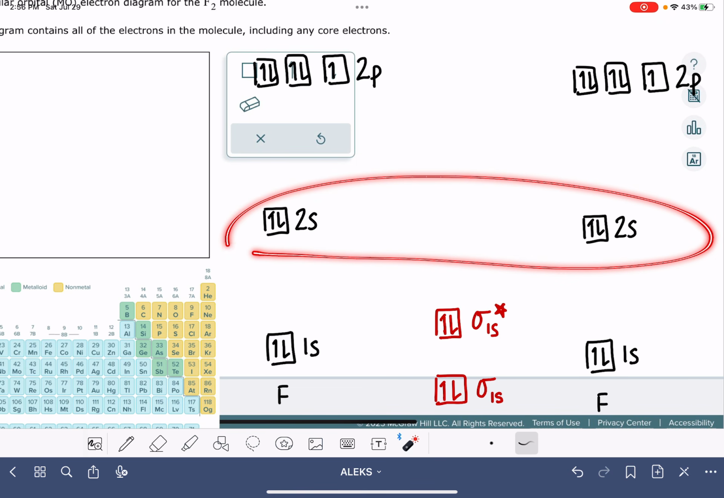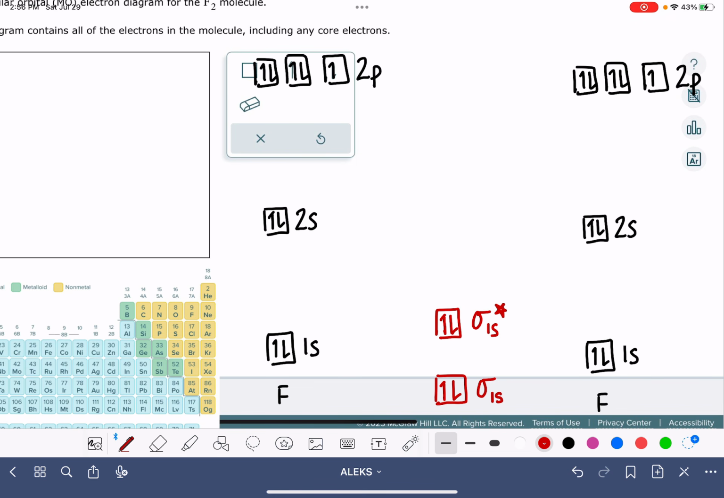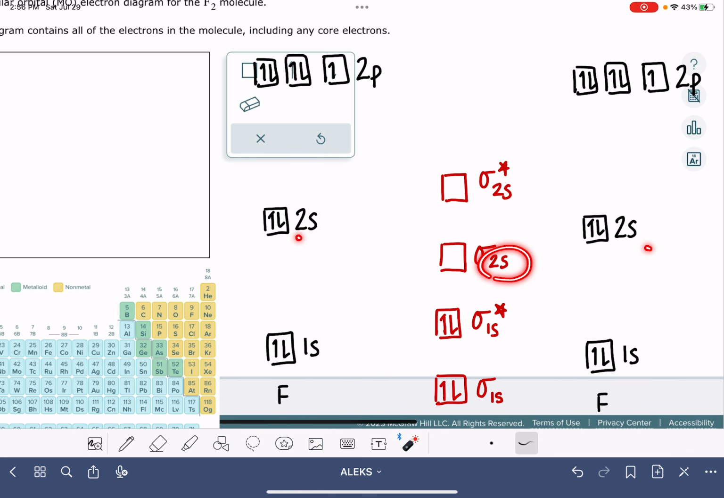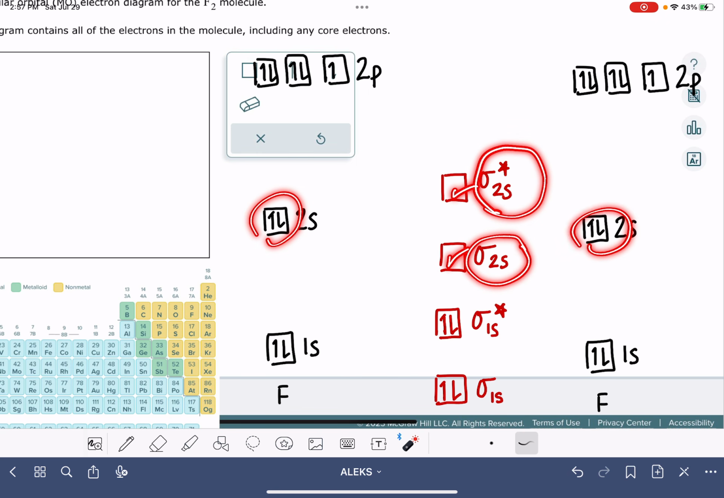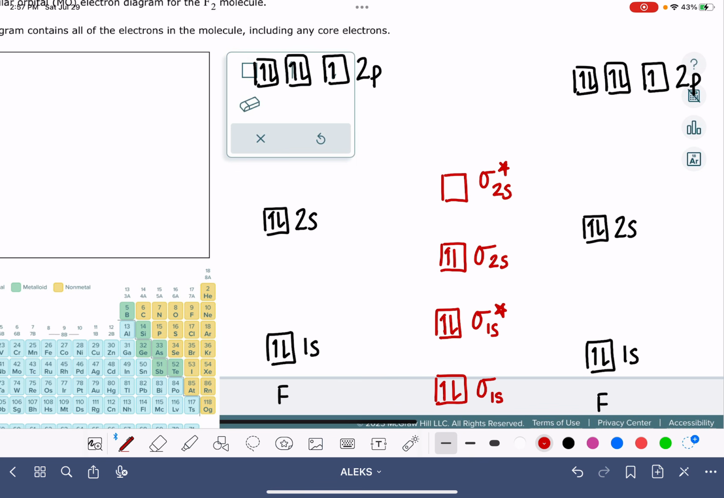We're going to do the same thing for our 2s orbitals. The 2s orbitals are going to combine together to make a sigma and a sigma star. So there's our sigma 2s and our sigma star 2s, because they're coming from the 2s orbitals. Lower energy is sigma, higher energy is sigma star, bonding versus anti-bonding. A total of 4 electrons, 1, 2, 3, 4.